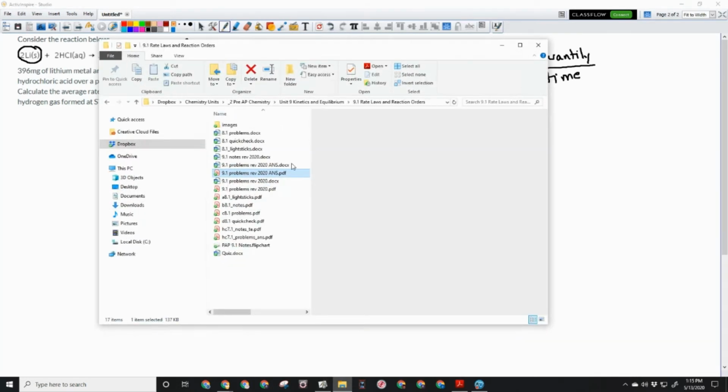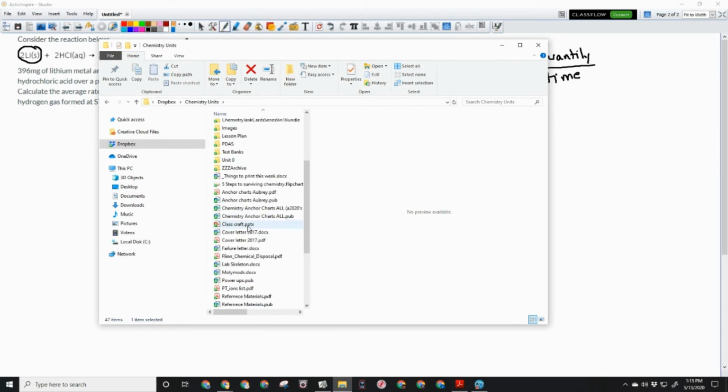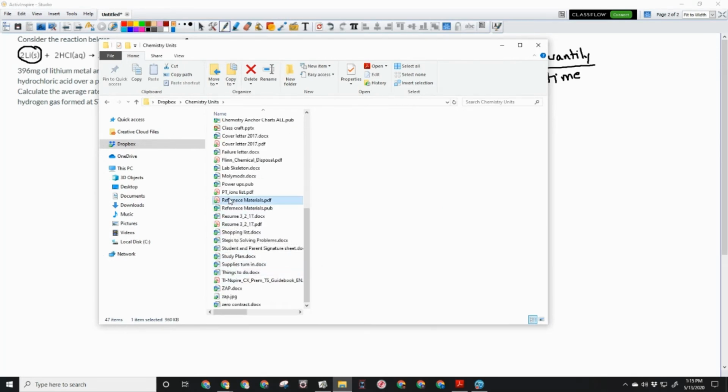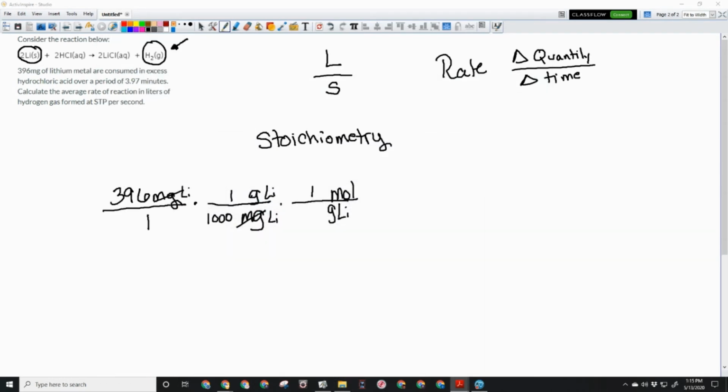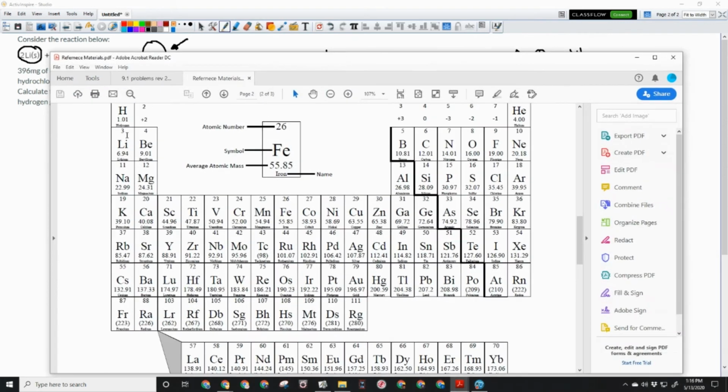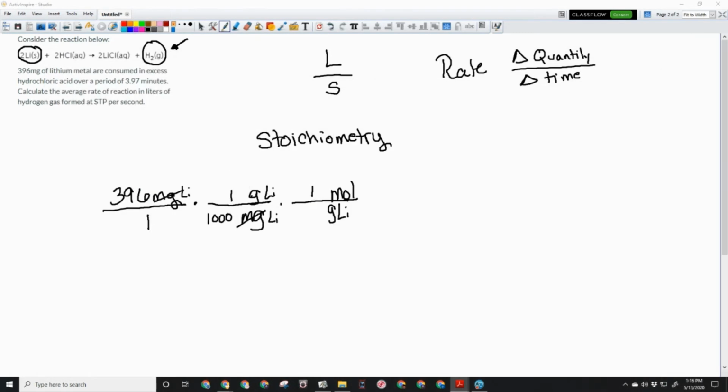Well, in order to find this, we have to go to our reference materials, and we're going to look at the periodic table. Right there it is. Okay, let me pull this over. All right, so lithium here we see is 6.94 grams per mole. So 1 mole is 6.94 grams. Cancel what you can cancel, which are the grams, and we're left with moles of lithium.